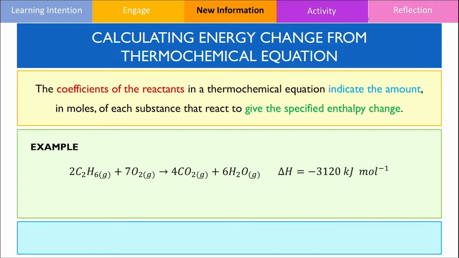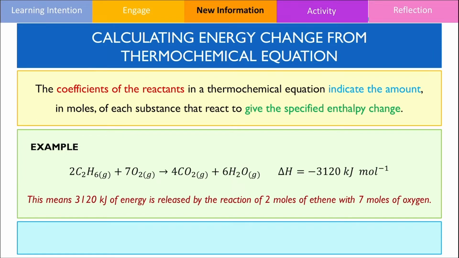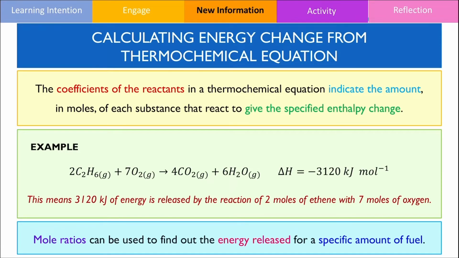For example, if we were to interpret the thermochemical equation for the combustion of ethane down below, this states that 2 moles of ethane undergoing combustion would release 3,120 kilojoules of energy. In the first section of this video, I'm going to first show you how we could use stoichiometry to find out the amount of energy released for a specific amount of fuel. Let's take a look at an example.